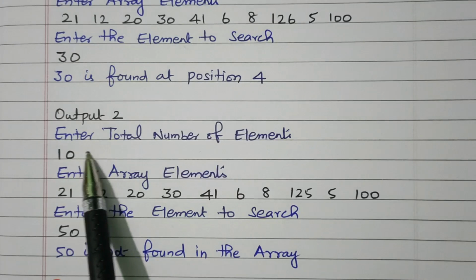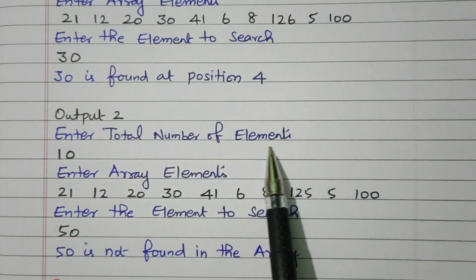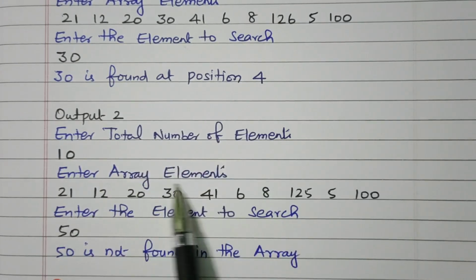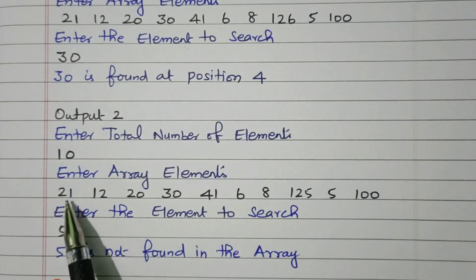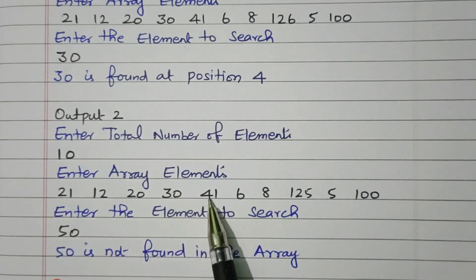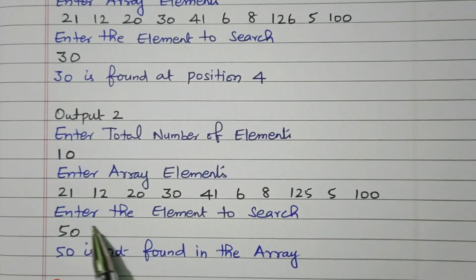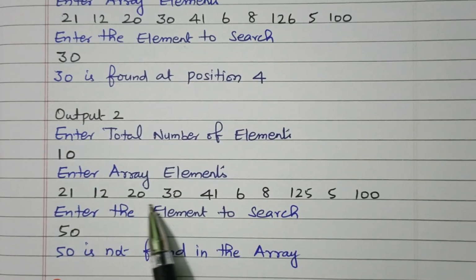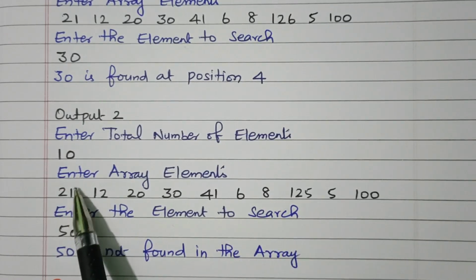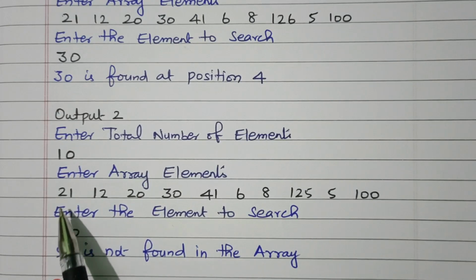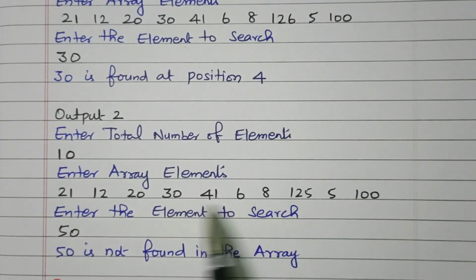Output 2. Enter the total number of elements, 10. Enter the array elements, same as previous: 21, 12, 20, 30, 41, 6, 8, 125, 5 and 100. But the element to be searched is 50. Earlier it was 30, now it is 50. See, this 50 is not available. So it will check the numbers one by one. 50 is verified with 21, 12, everything, but it is not equal.